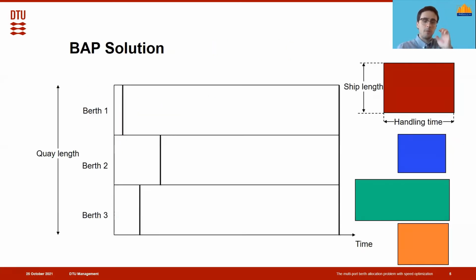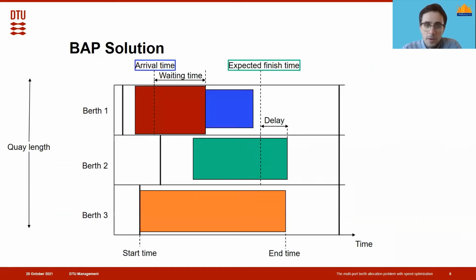A solution to this problem is usually depicted using a two-dimensional diagram, where one dimension is the quay length, in this case divided into three berthing positions, and the other is the time or the planning horizon. Additionally, each of the berthing positions can have its own time window or opening hours, and each of the ships is represented as a rectangle, where one dimension is the length and the other one is the handling or processing time.